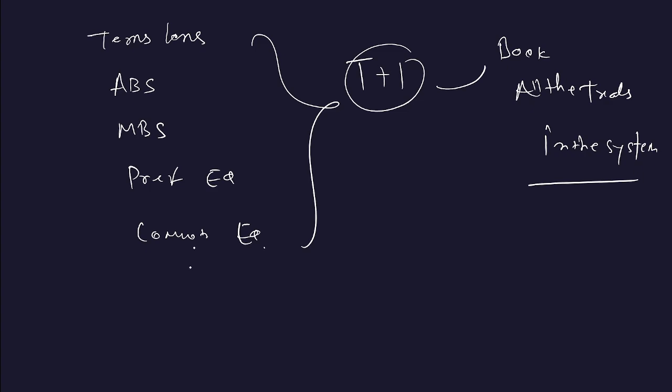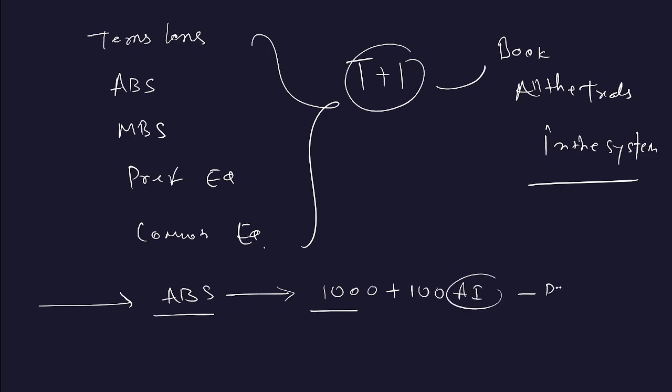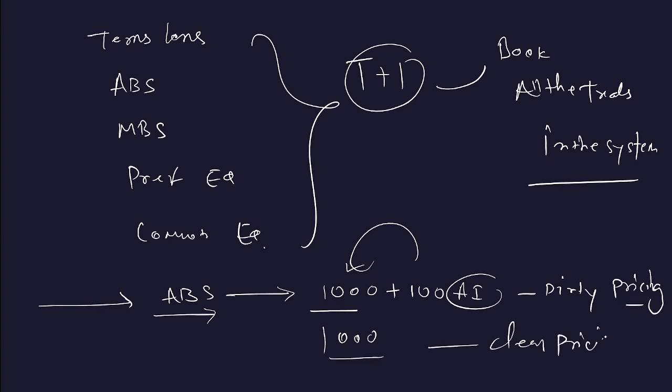Along with that, if you are a buyer and you buy an ABS, let's say the face value of the bond is 1000 plus, and you paid 100 rupees as accrued interest, that would be your dirty pricing, right? Because this particular ABS will be settled with accrued interest. And what about clean pricing? There is accrued interest, but you just purchase the particular ABS at its face value of 1,000 rupees. So this should be your clean pricing. Got it?